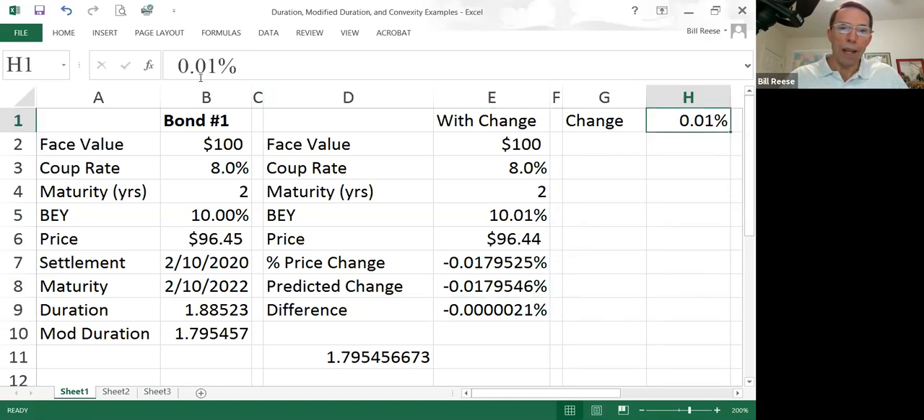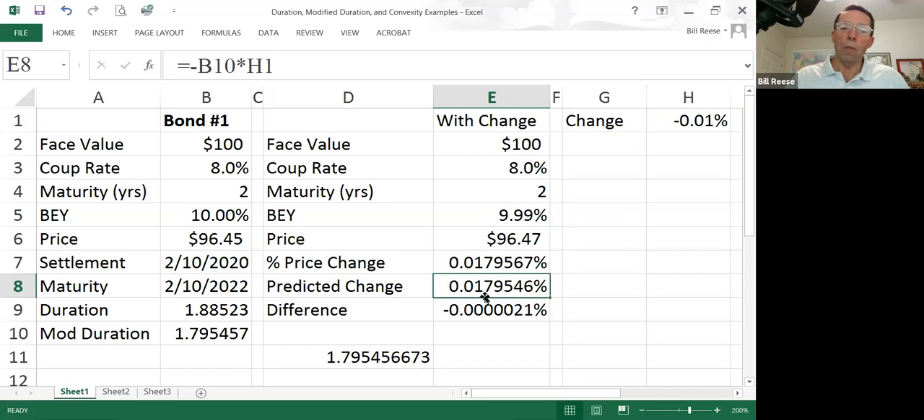If interest rates go down by 1%, we'll put a minus sign in front of here, then modified duration is predicting that the price of the bond will go up by this amount. Here's the amount it actually went up by, and modified duration, again, was off, but not by too much there.